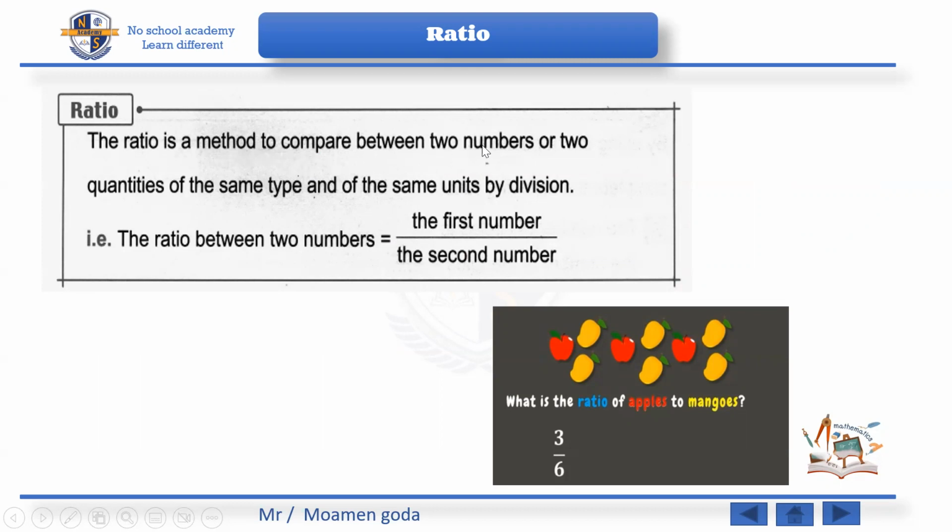Ratio is the method to compare between two numbers or two quantities of the same type and the same units by division. So concentrate, we have to compare between two objects with the same units by division. The ratio between two numbers, like here I have the number of apples is 3 and the number of mangoes is 6. When I start with the number of apples, I will write it in the first term, so it will be 3 over 6, because I started with the number of apples, then the number of mangoes.